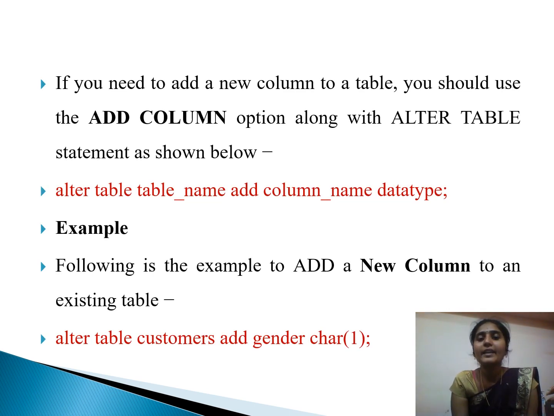If you need to add a new column to a table, you should use the add column option along with the alter table statement. So alter table name, add column, column name, data type. Here I am adding a new column to the customer table. My new column name is gender. So alter table customer add gender, and here the data type for the gender is character, and the size for the gender is 1.